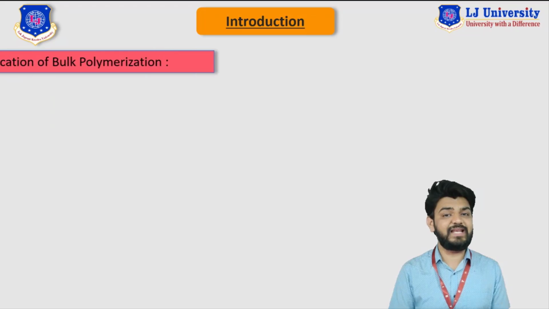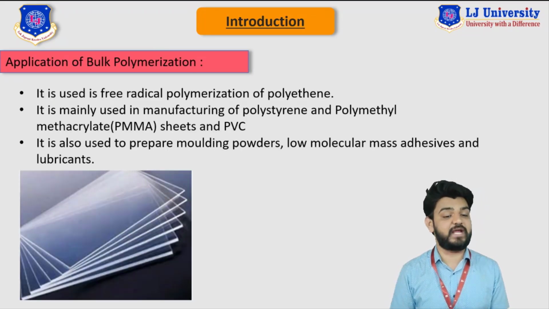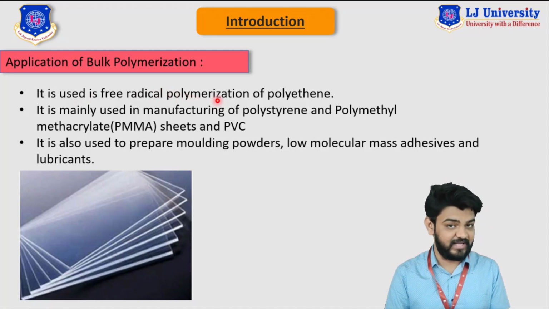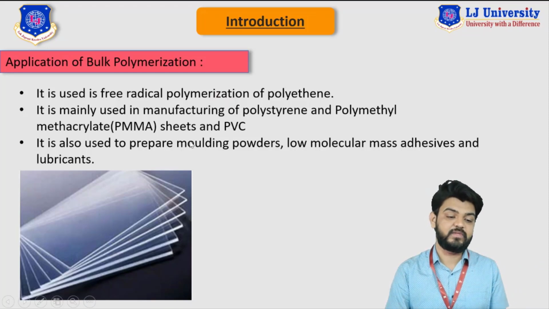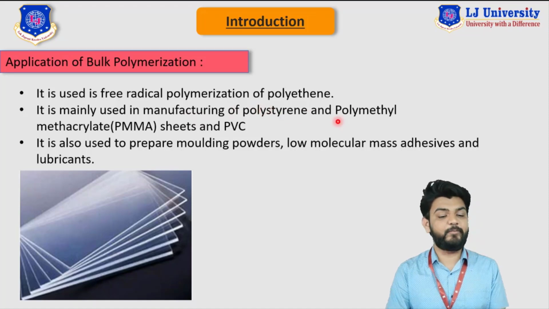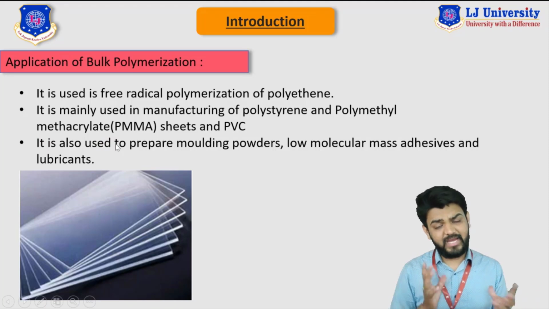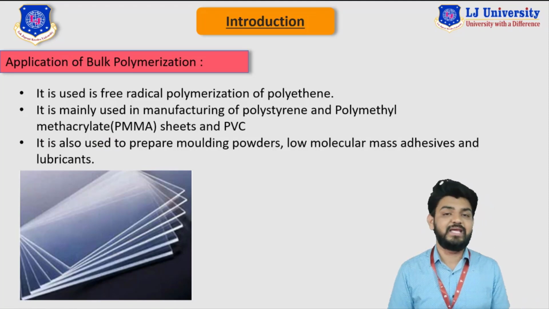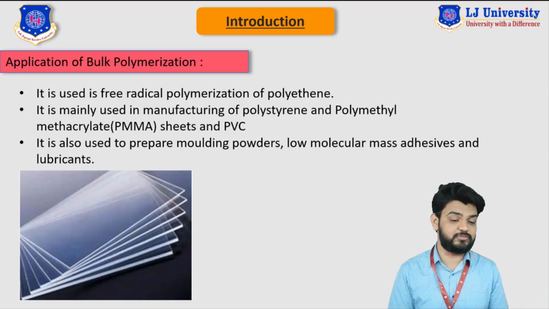Now let's quickly discuss the applications of this bulk polymerization technique. You can see here it is mainly used for the free radical polymerization reactions that we understood in the third chapter. It is mainly used for the production of polystyrene and polymethyl methacrylate, right? So these are the two major products that are produced with the bulk polymerization process. Even some amount of PVC is also produced with this method.